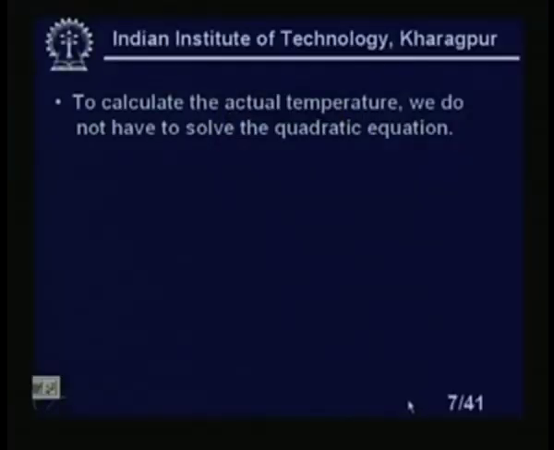Now, to calculate these actual temperatures, we do not have to solve the quadratic equation. Two basic scientists, Callender and Griffith, worked a lot on resistance thermometry. They suggested that instead of solving that quadratic equation, that means the second order equation, because in most cases, even if I take nonlinearity up to the second order, that means R_t equal to R naught 1 plus alpha t, like this one.